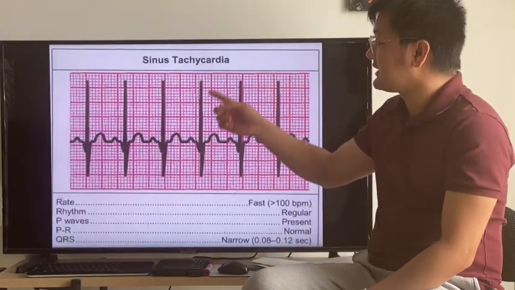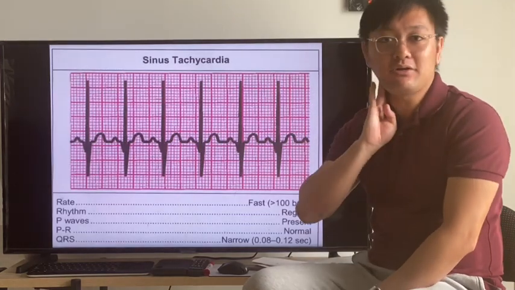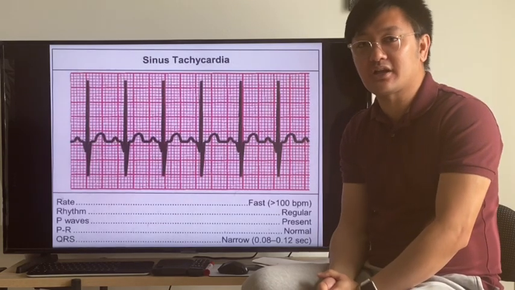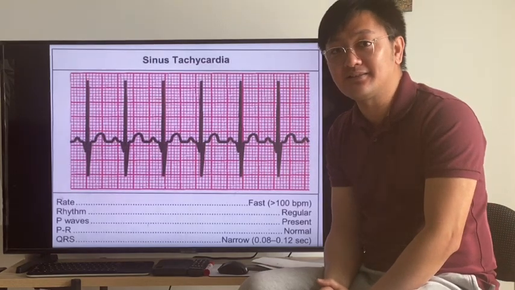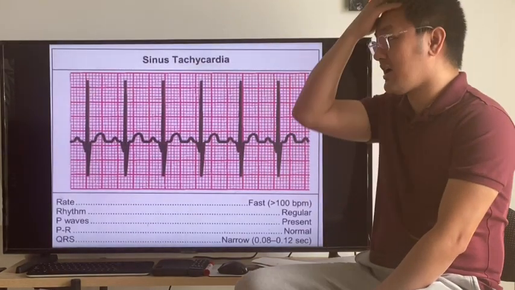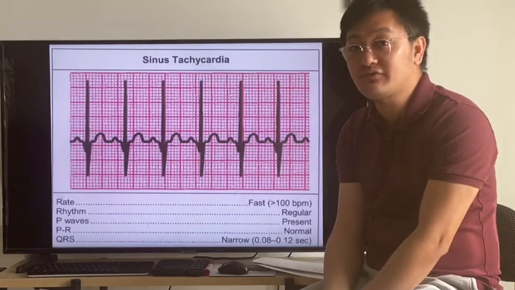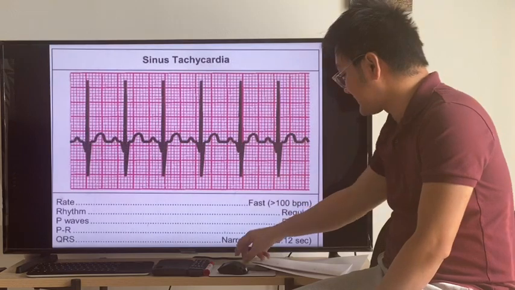What else? Because of sinus tachycardia, we can do carotid massage. The carotid massage will stimulate the vagus nerve, and the vagal nerve stimulation can cause bradycardia. It will bring down the heart rate of our patient. Okay, so again, sinus tachycardia, we give beta blockers, we can give calcium blockers, avoid caffeine, avoid chocolates, we do carotid massage. Okay, sinus tachycardia.